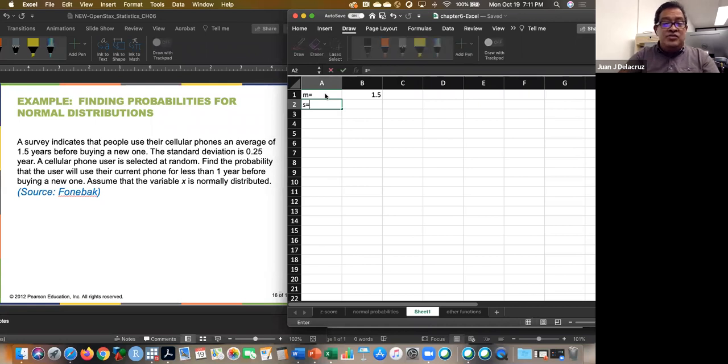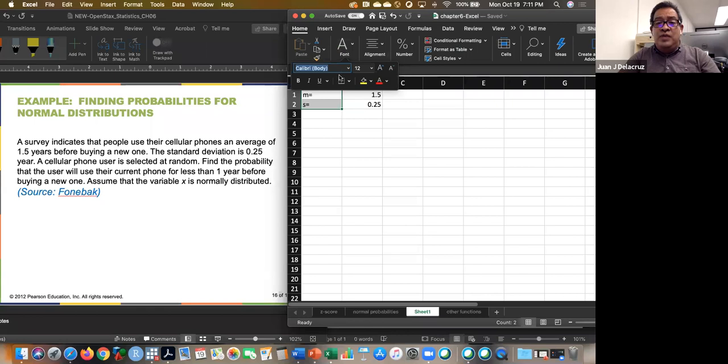And the standard deviation of this is like big data. Just imagine that all the cell phone companies, like Samsung and Apple, are gathering information. They look at people's behavior and realize that every year and a half, people change their phones, and the standard deviation is 0.25. So 1 year and a half is the mean, and the standard deviation is 1/4 of a year.